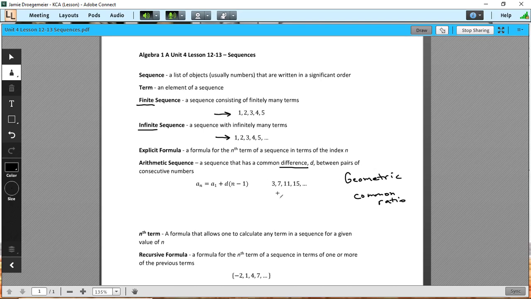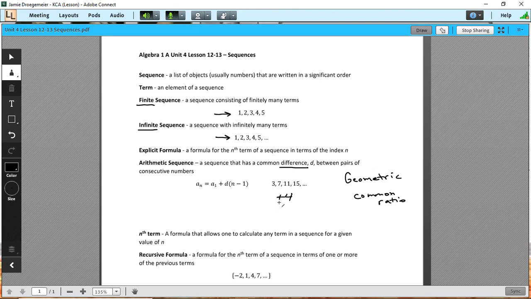All right, but let's talk about an arithmetic sequence. So if I have this sequence that's given here, 3, 7, 11, 15, well, if we notice here, we have a common difference between each term. Each time I go from one term to the next, it's increasing by 4, right?